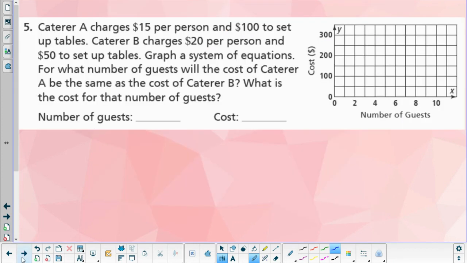All right, lastly, I want to talk about a word problem involving these. So we have two different caterers. We have caterer A, who charges $15 per person and $100 to set up the tables.